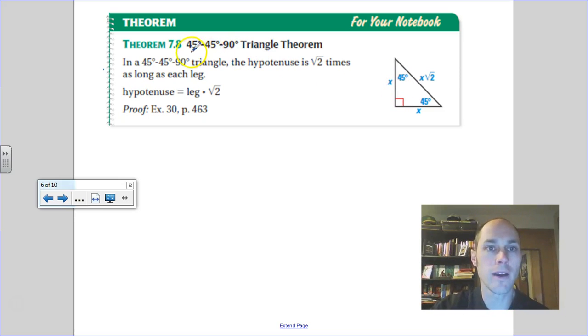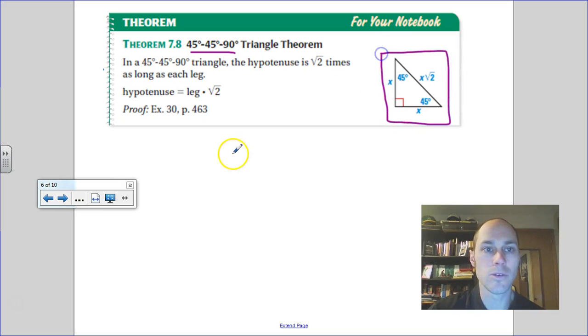So the 45, 45, 90 triangle, called that because it has two 45-degree angles and a 90-degree angle. Pretty clever. So in this one, we'll find the hypotenuse is square root of 2 times as long as each leg always. So we'll take a look at how that works, but you'll find this is a pretty cool pattern that we work with.